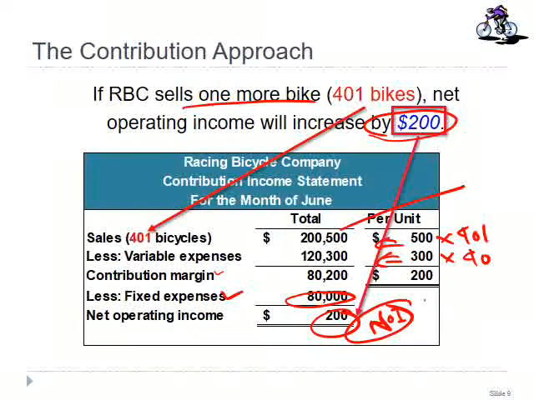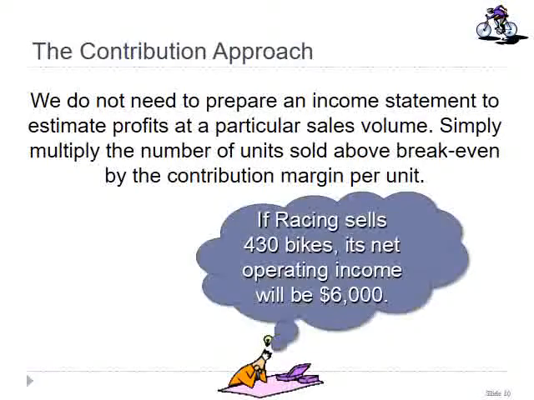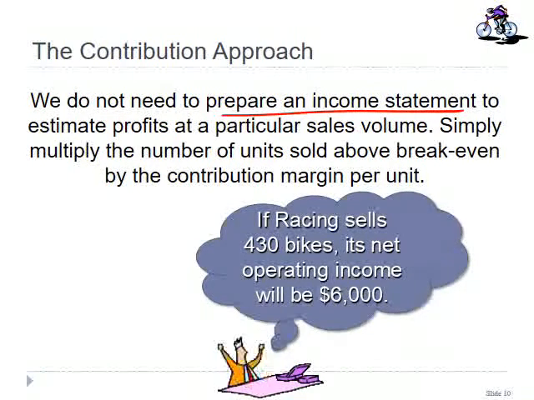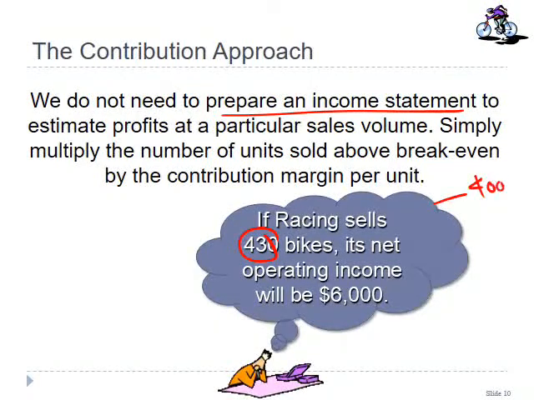Okay, so for those who cannot understand this concept, we do not need to prepare the income statement to estimate the profit at a particular sales volume. Simply by multiplying the number of units sold above the break-even by the contribution margin per unit, we can easily find out the increase in net operating income. So here, if our RBC sells 430 bikes, and we know that 400 is our break even, right?